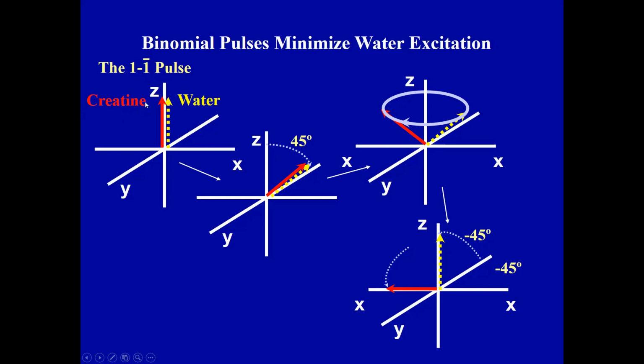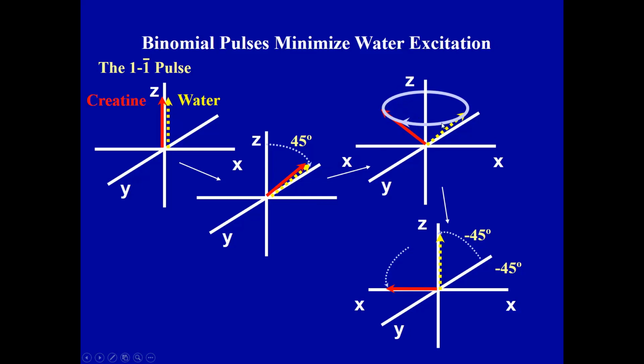So we'll say we have creatine as a red vector and water as a yellow vector. We apply a hard 45-degree pulse, and that moves us to this middle frame. The water and the creatine both tip 45 degrees, because the hard pulse is not very frequency selective. But we can only be in the rotating frame for one thing at a time. Let's say we stay in the rotating frame for water. If we wait just the right length of time based on the frequency difference between water and creatine, the creatine will precess 180 degrees out of phase with the water.